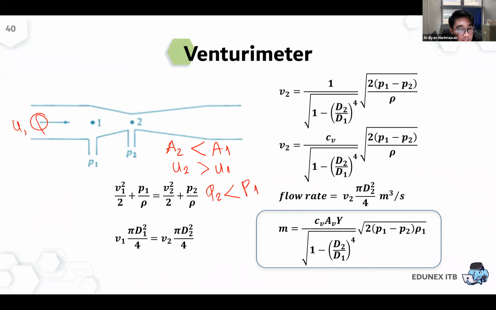But in real condition, of course, orifice and venturi will have different amounts of energy loss. Ya, sama seperti yang tadi. That's why you need to incorporate the correction factor.